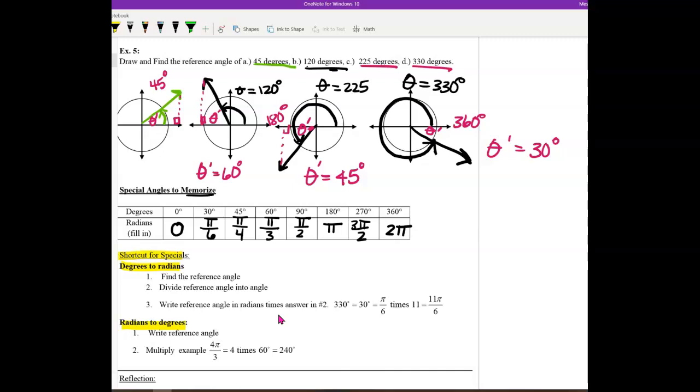So I really, really need you to memorize these. And in class on Thursday, Friday, we are going to talk about shortcuts for the specials. So memorize those, and then I will go over the shortcuts.